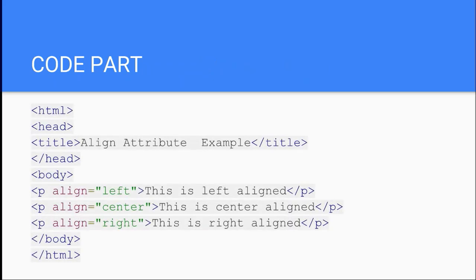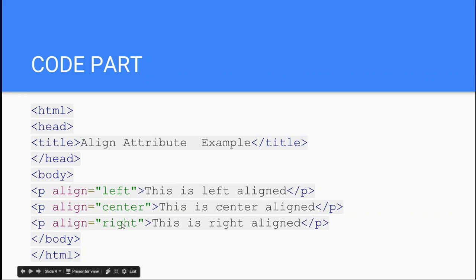So let us see the code part again. Here in this code, we have three different paragraphs. The first paragraph is left, so we want to align this paragraph on the left side. So we are writing this: this is a left align. And we have one more paragraph. We want to put that in the center, and the third one on the right side.